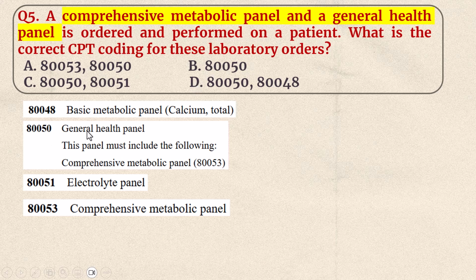In this code, the general health panel, this panel must include the following, that is comprehensive metabolic panel. So the comprehensive metabolic panel and general health panel both are included in the code 80,050. So the correct answer is B.